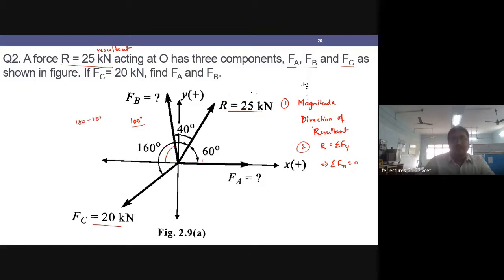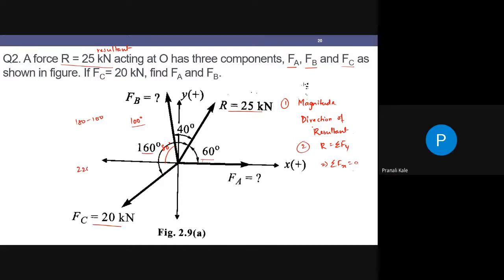180 minus 100, so this angle will be 80 degrees. Then the third case, the next force, is acting at 160 degrees from here. See, 160 degrees from here. So what will be the total angle for FC? Can you tell me the total angle for FC? 160 plus 60, right? So the total angle will be 220 degrees.